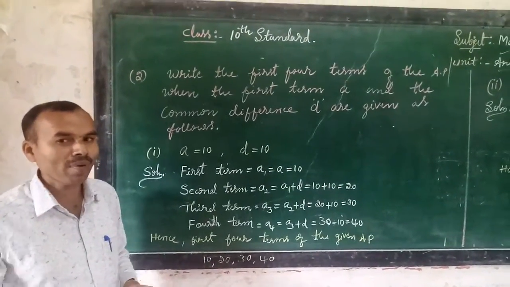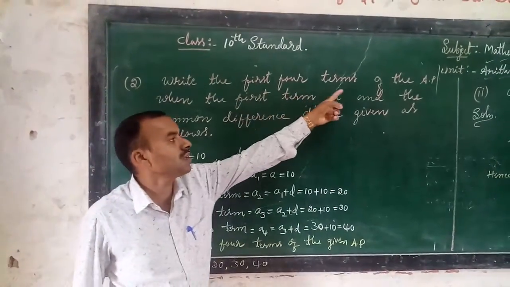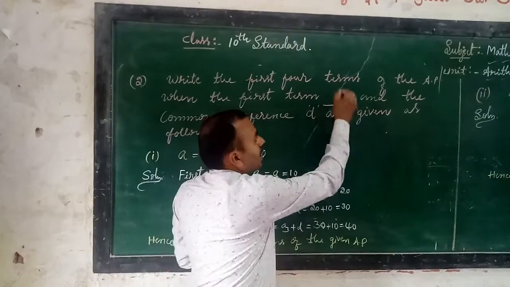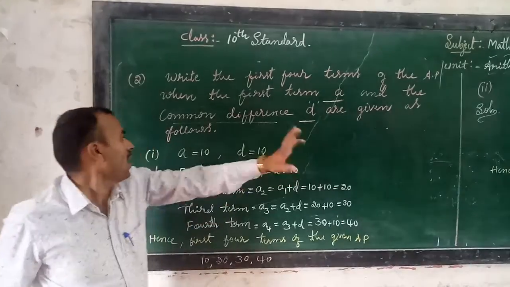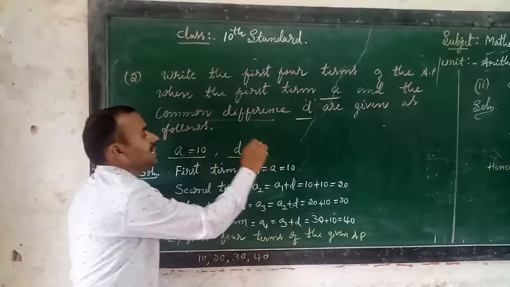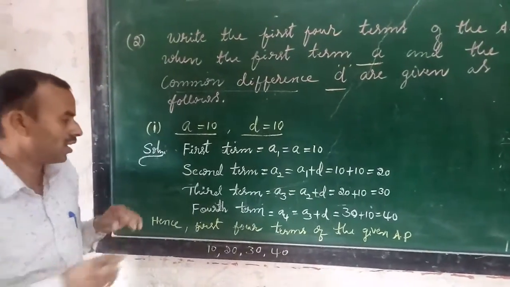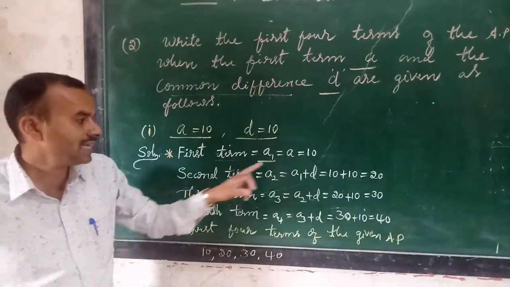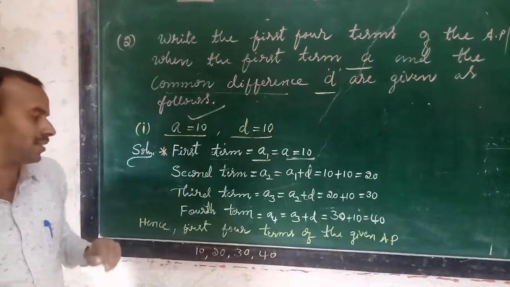In Exercise 1.1, second question: write the first 4 terms of the AP when the first term A and the common difference D are given as follows. In the first problem, A and D are given. We already know the first term, second term, third term of an AP. The first term A1, that is A, is given as 10. You just write A is equal to 10, first term.